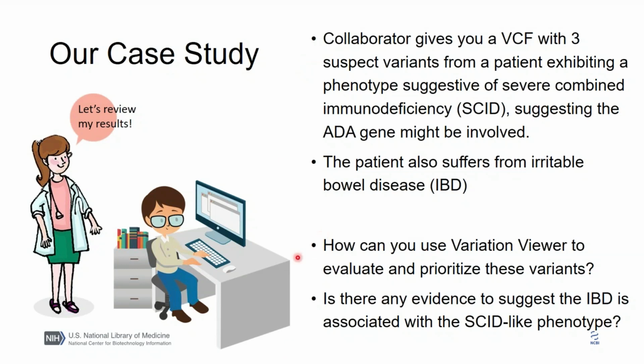So today, we'll look at how we can use Variation Viewer to evaluate and prioritize these 3 variants that your collaborator gave you, and also to see if we can find any evidence to suggest that the irritable bowel disease is perhaps associated with the SCID-like phenotype.